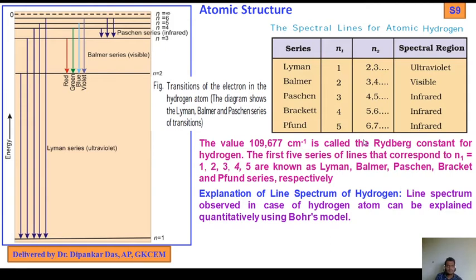Now come to the spectral lines: the transition of electron in the hydrogen atom. The diagram shows the Lyman, Balmer, Paschen series of transitions.